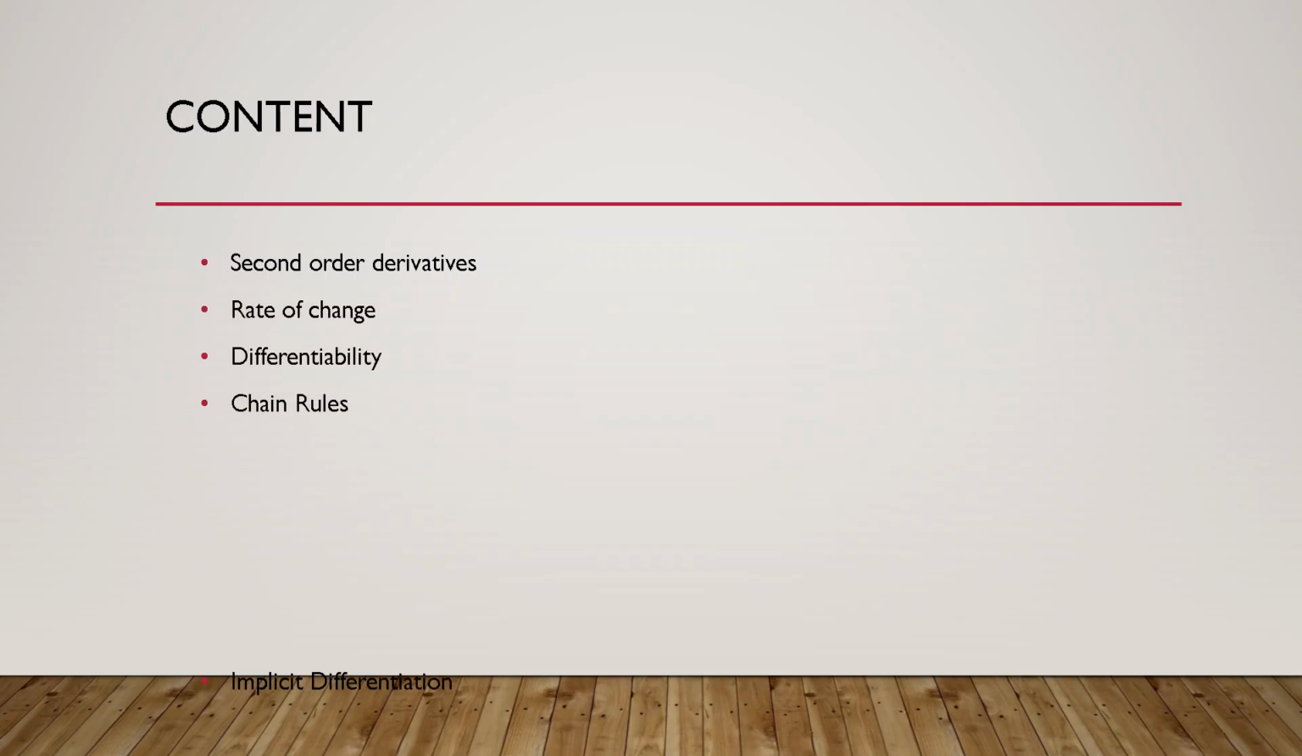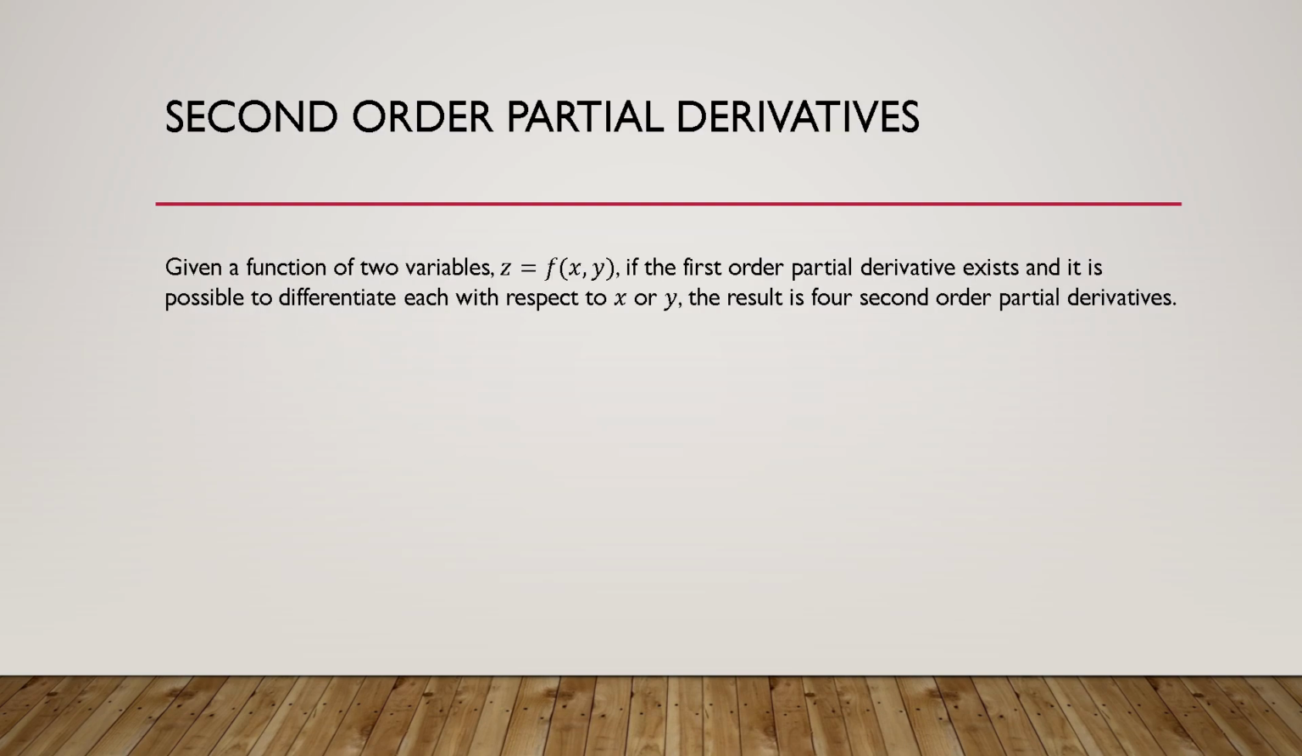In this video, we will discuss second-order derivatives, rate of change, differentiability, chain rules, and implicit differentiation. Given a function of two variables, z equals f of xy, if the first-order partial derivatives exist and it is possible to differentiate each with respect to x or y, the result is four second-order partial derivatives.